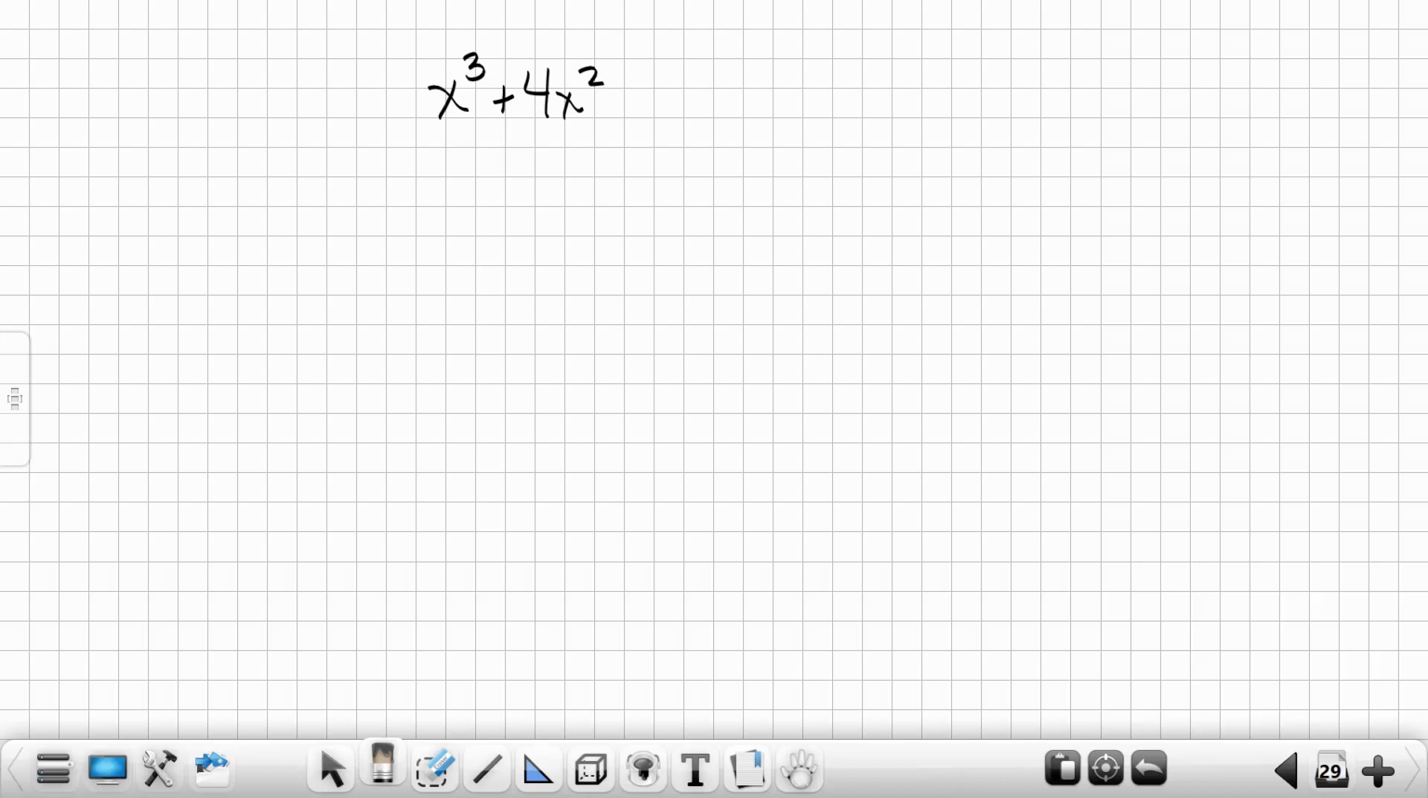We have x cubed plus 4x squared minus 3x minus 5. Now the first thing we're going to do is you have to understand, guys, if we had a factor of x plus 3, what do we set that factor equal to?